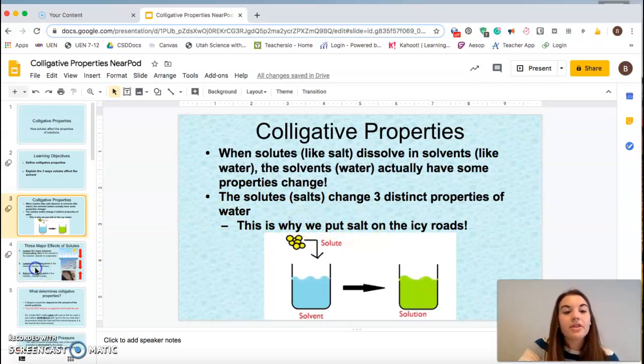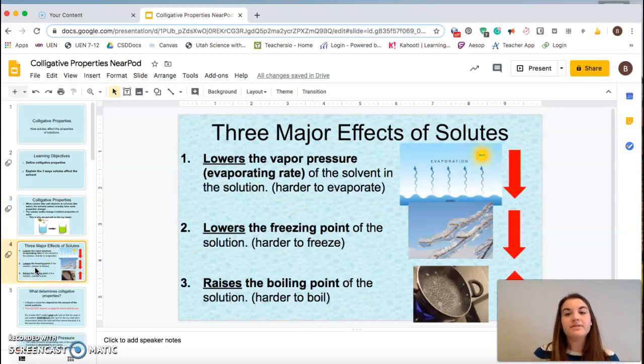So here are the three major effects of solutes. The first is it lowers the vapor pressure. And that is just a fancy way of saying evaporating rate. So when I say lowers the vapor pressure, that's just saying it is slower to evaporate or harder to evaporate.